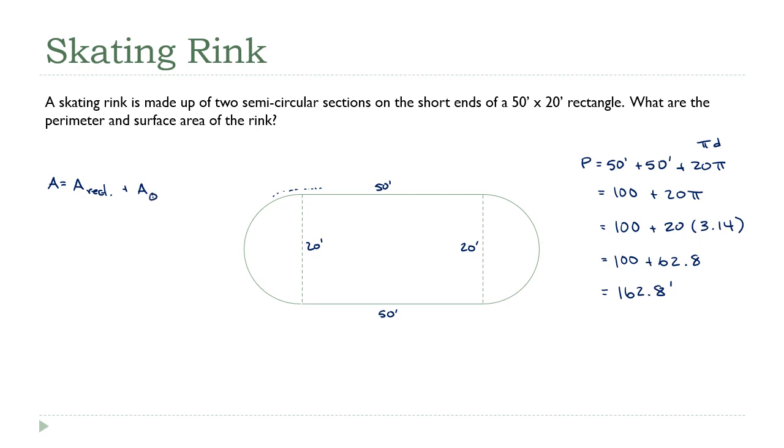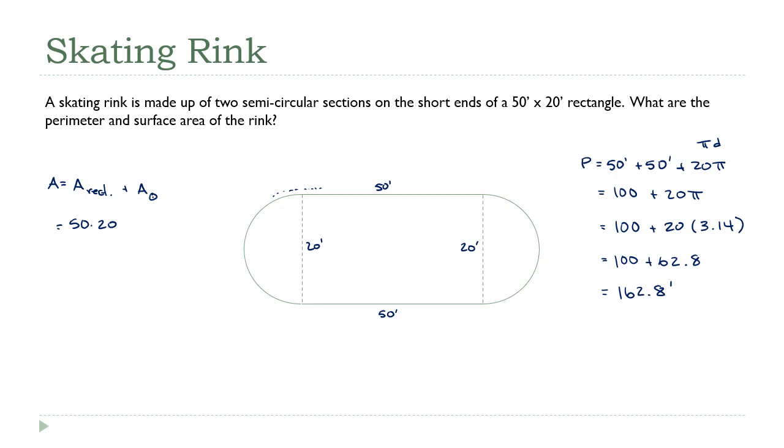So the area of the rectangular part is easy. This is 50 times 20. It's a rectangle, so it's length times width. And for the area, I'm going to use the same argument. I'm taking two 20-foot diameter semicircles and putting them together. That gives me the total area of a whole 20-foot diameter circle.